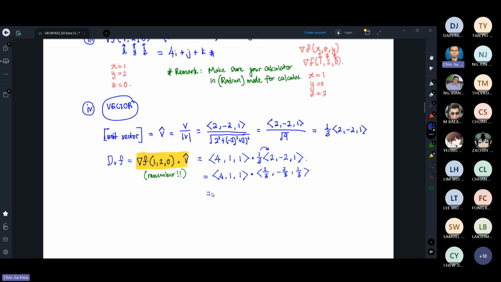Now the dot product is to take the first, multiply with the first, plus take the second, multiply with the second one, plus take the third one, multiply with the third one. That's it. That is the dot product. In the end, you get 7/3. That is your directional derivative at that point with a given vector.